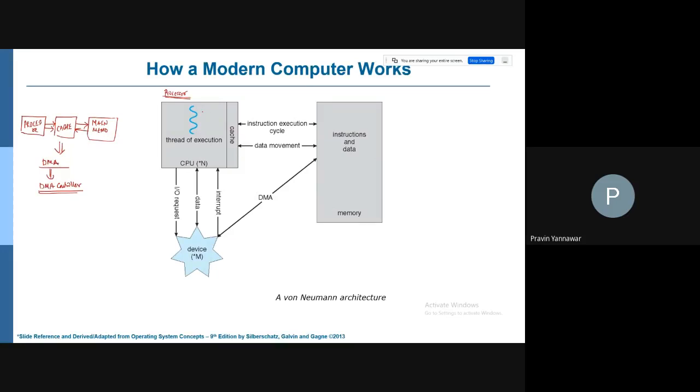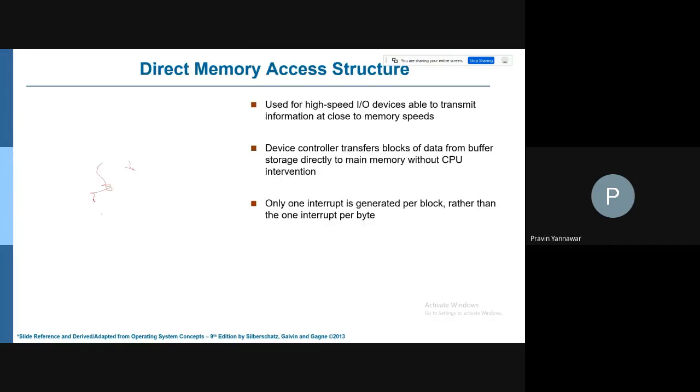So this is particularly how modern computers are being used. Now, if you look at DMA, that is direct memory access, it is used for high-speed I/O devices to be able to transmit information close to the memory speed. The device controllers transfer blocks of data from storage directly to the main memory without CPU intervention. So whatever data is required for a process to be brought into the main memory, the DMA controller does this particular job.